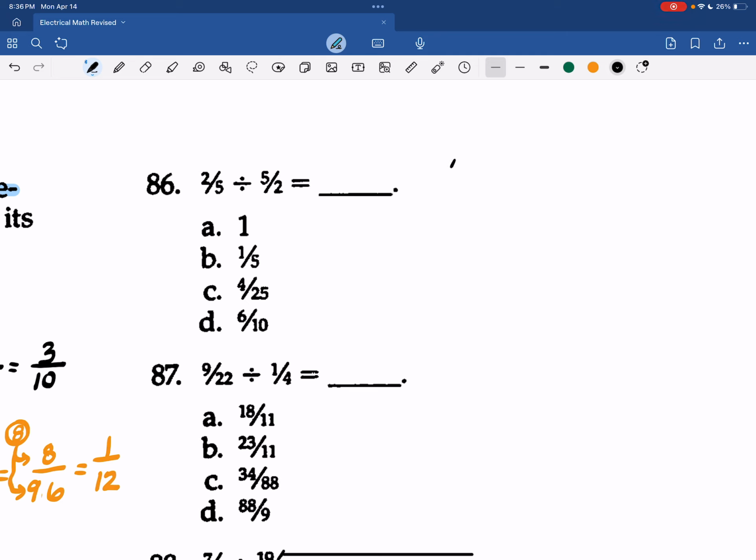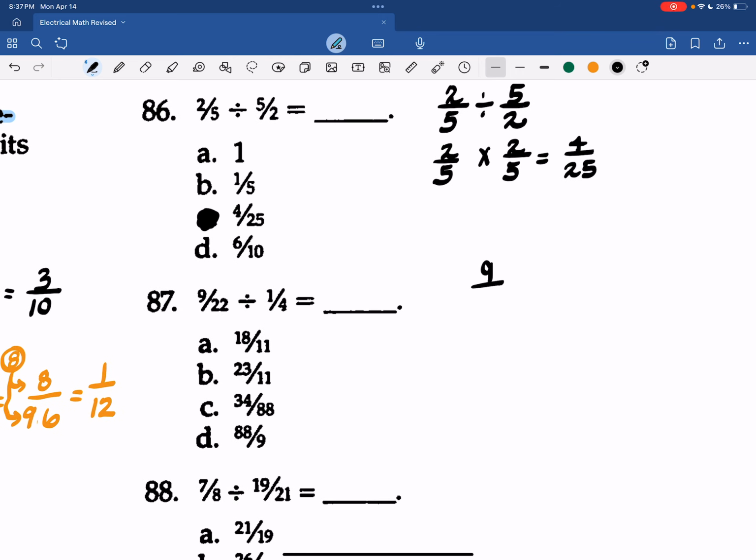2/5 divided by 5 halves. Now be careful. You see those and you say, oh, those are reciprocals, so the answer must be 1. But let's see. That would be true if I were multiplying, but I have to flip the fraction that follows to get 4 over 25. So don't jump the gun and assume because they're reciprocals it must be 1.